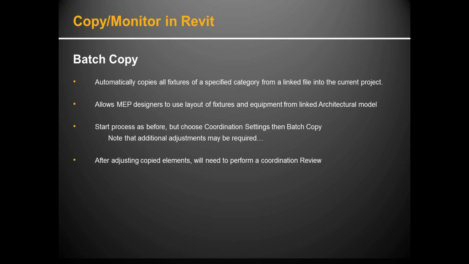What the batch copy does, these additional tools, is it automatically copies fixtures of a specified category, such as lighting fixtures or plumbing fixtures, from the linked file into your current project. This allows primarily MEP designers to use the layout of fixtures and equipment from the linked architect's model. You start the process the same as before, but you have a couple different options. We'll choose coordination settings, and then batch copy. I still have options, but now I have coordination settings and an additional button.